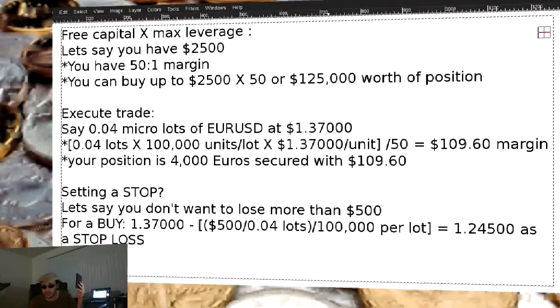Basically, that's $5,480 secured for 109 bucks. Congratulations.